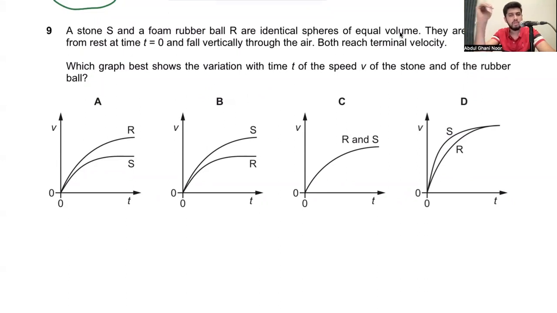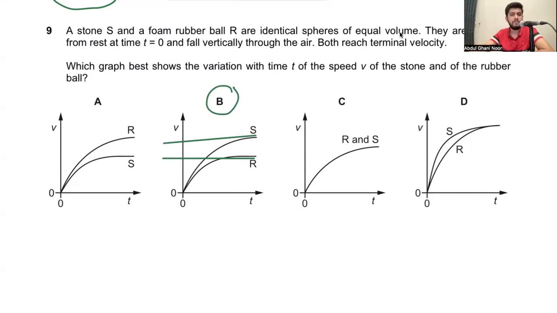Because the foam rubber ball will be lighter as opposed to the stone, it will have a lower terminal velocity. It will reach terminal velocity sooner, and at a smaller value, as opposed to the stone. Hence, the answer can only be B, with the rubber ball having a lesser terminal velocity than the stone. Sorry, the answer is B.